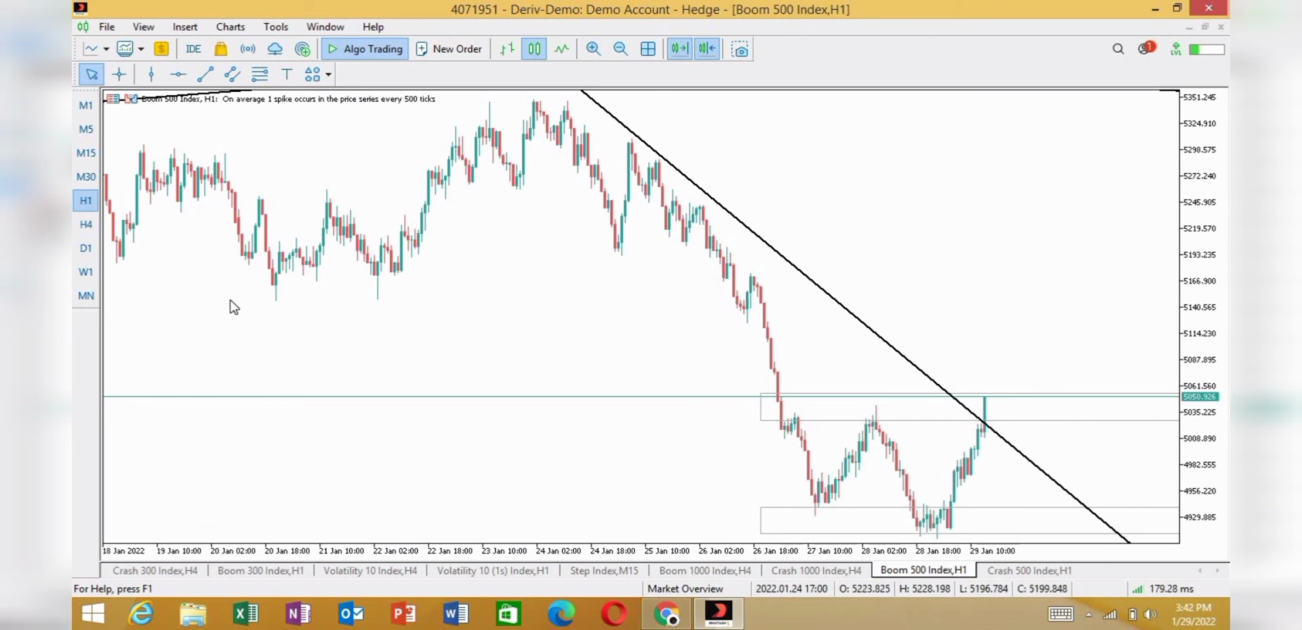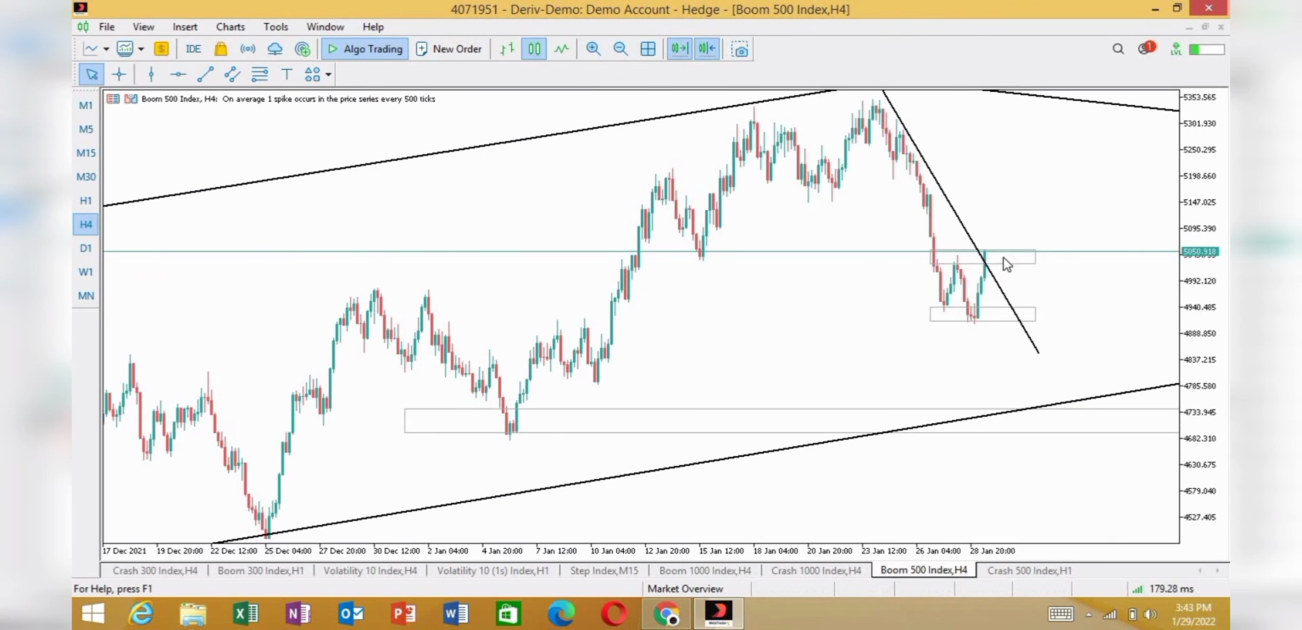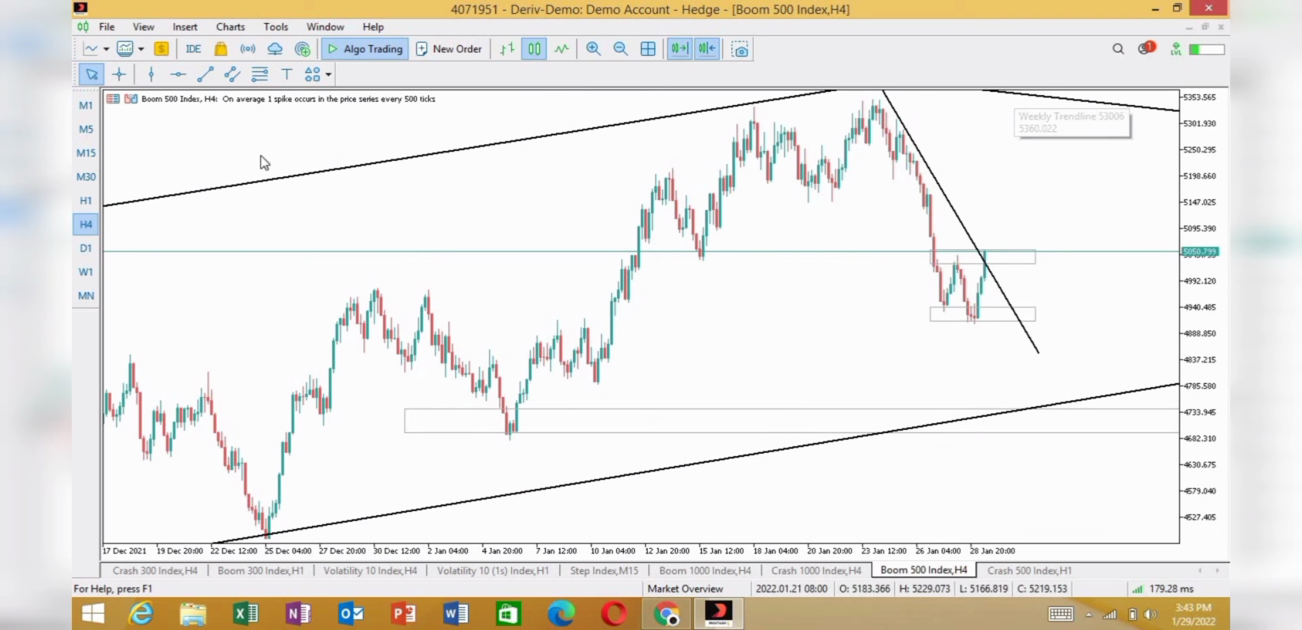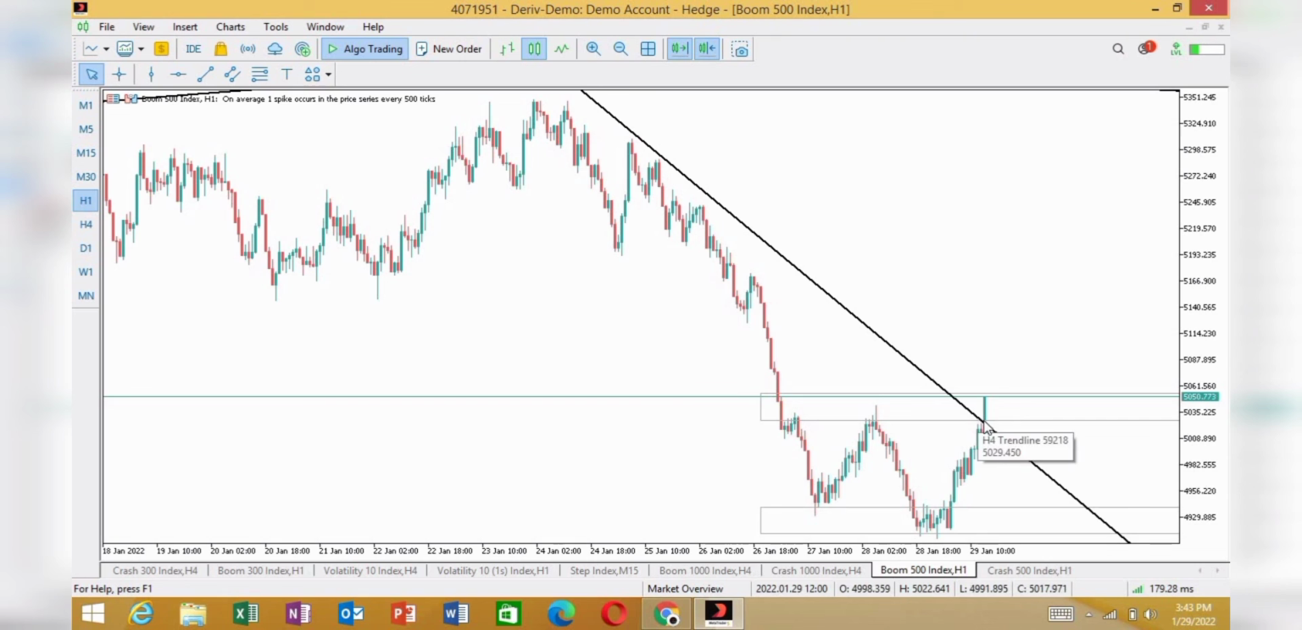And now what's going to happen? Is price going to break this trend line and then push all the way up? I don't know yet. What I'm going to look at for now is I want to see price break above and then retest. If price can just break above and test this area, then I'll be ready to take the buying opportunity all the way up.